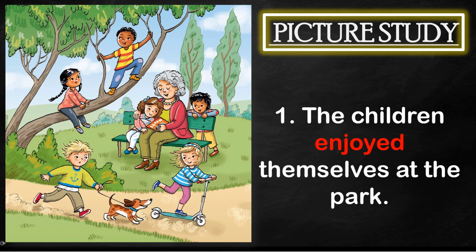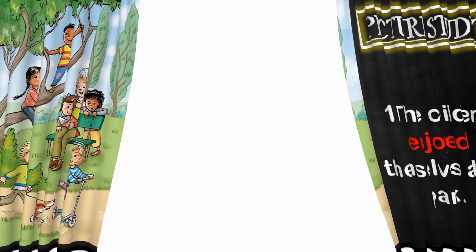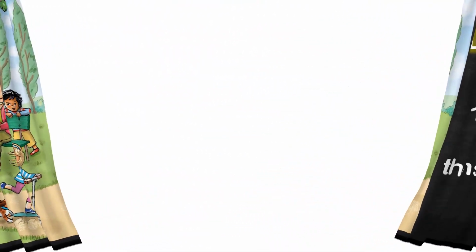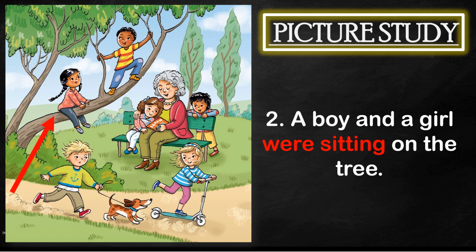Let's have some fun in the form of a picture study before we start with past tense. If you see in this picture, how would you describe it? Well, you could describe it as the children enjoyed themselves in the park. Now what else do I see in this picture? I see that a boy and a girl were sitting on the tree.